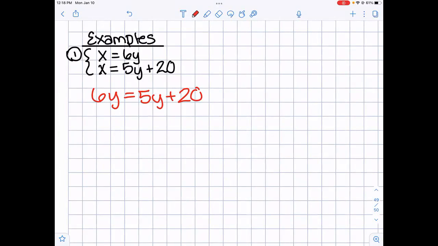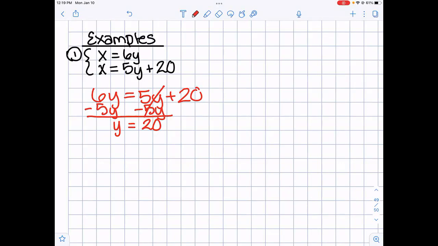Okay, so if we want to solve this for y, I've got to get y by itself. So what do I need to do to solve this for y? Subtract the 5y from both sides. Because it's a positive 5y, we want it to go away. 6y minus 5y is 1y, or you can just say y equals, what's left on that other side? 20. You could divide by 1, but it's the same thing, right? So y equals 20. So that part's done.